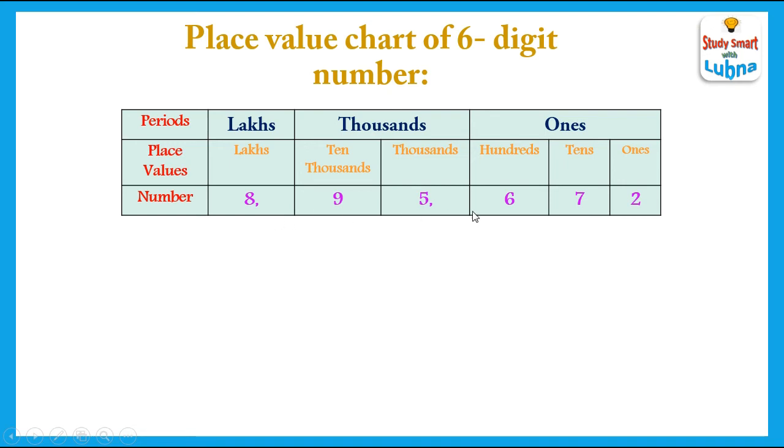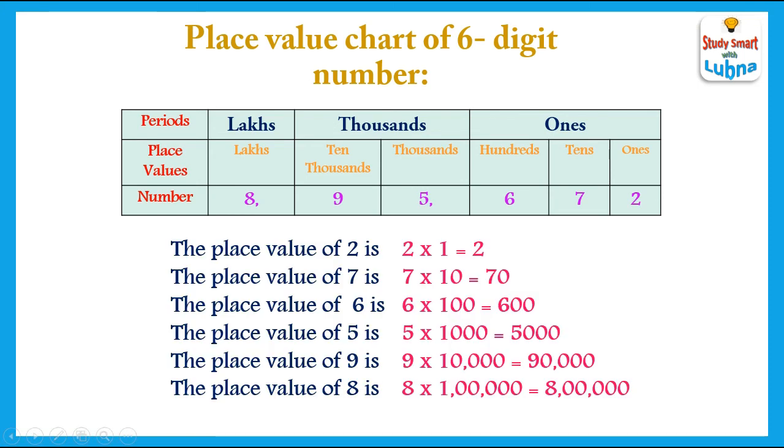Here you have noticed one thing, that after the ones period there is a comma, and after the thousands period again there is a comma. So in the Pakistani number system, after the ones period and thousands period we will put a comma if we talk about the 6-digit number. Here the place values of the digits of the number are also written. We have already discussed them. Let us check one more time.